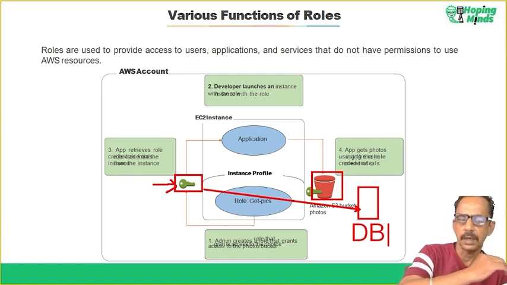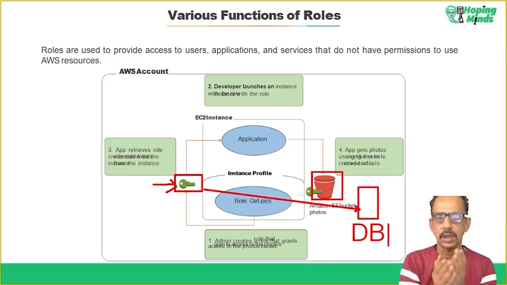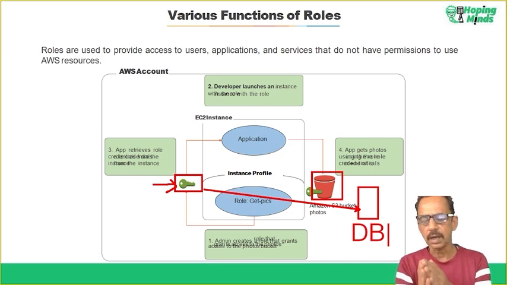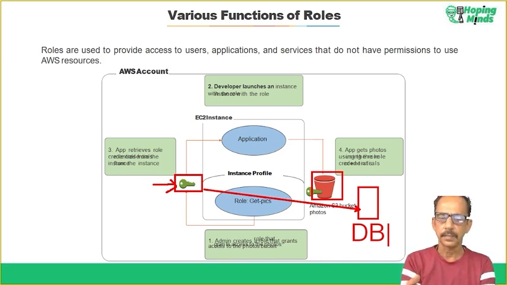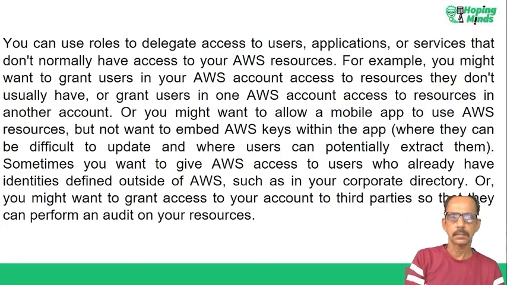Because it's not possible for application-to-application communication to give an ID and password, we create a role there to give permission from one application to another, or from one resource to another resource. Okay, so in this way, a role works. The long theory I have already discussed.